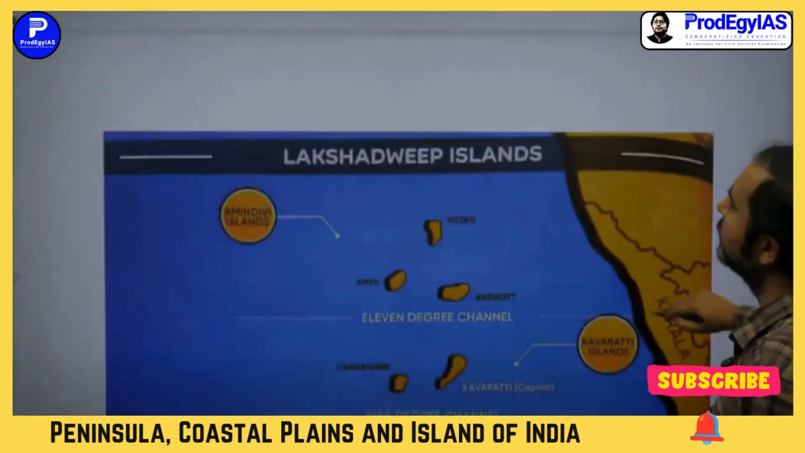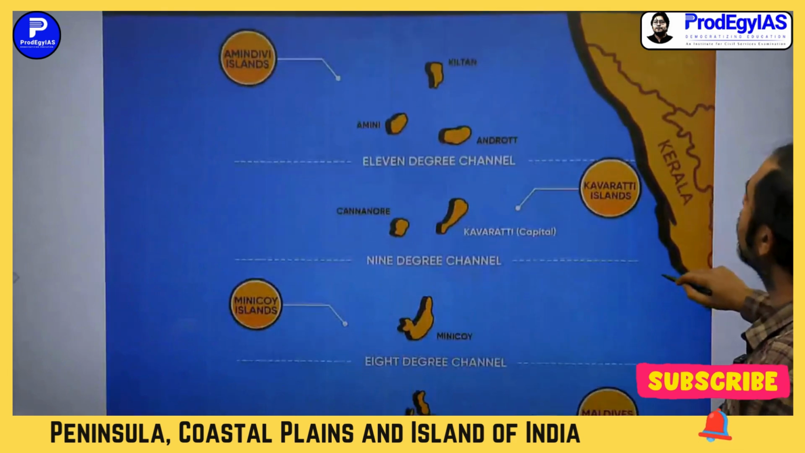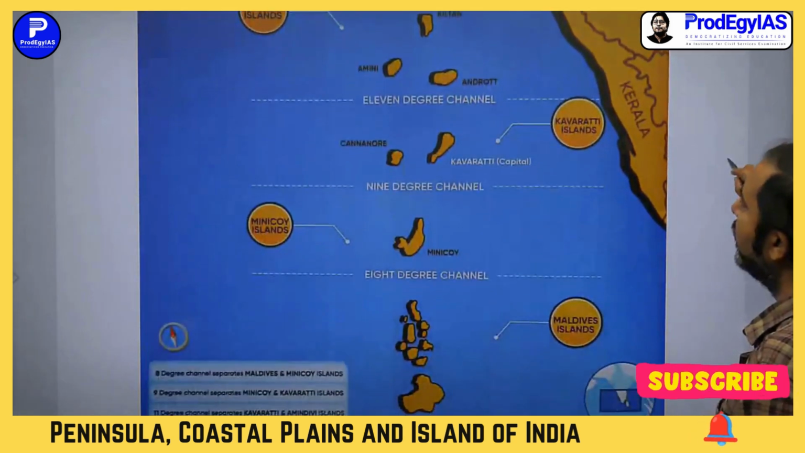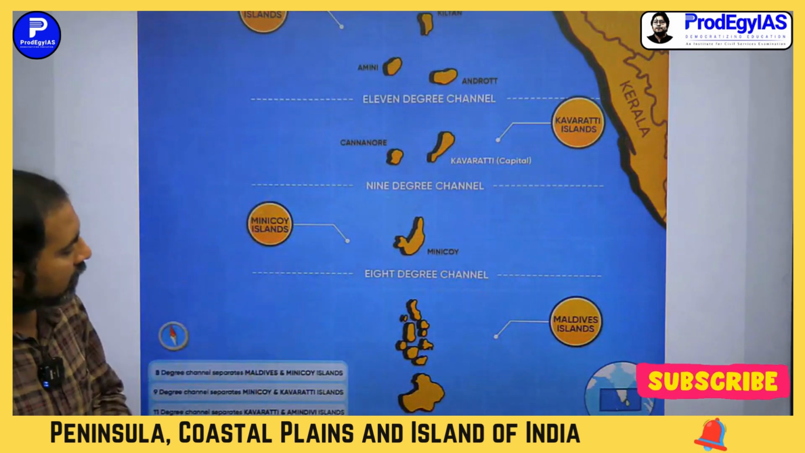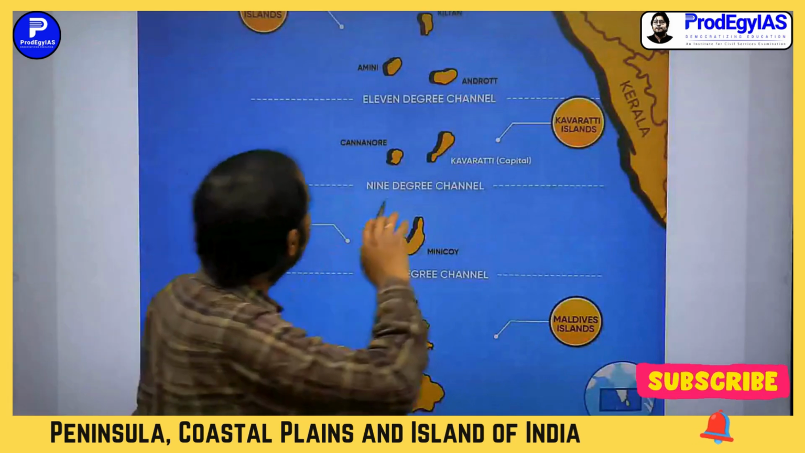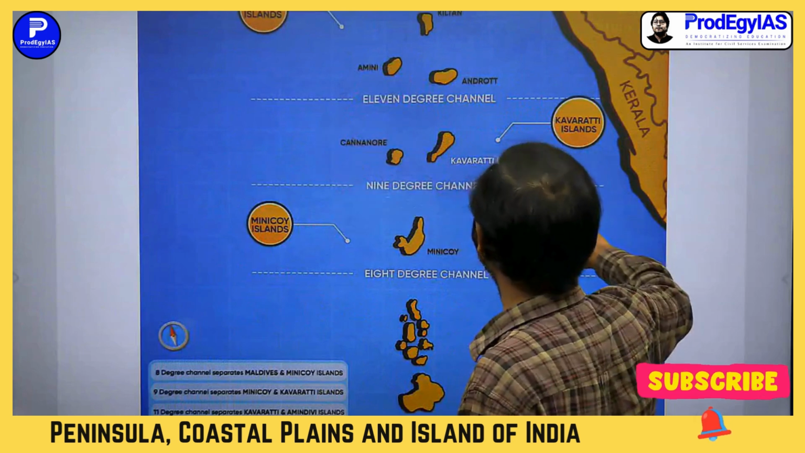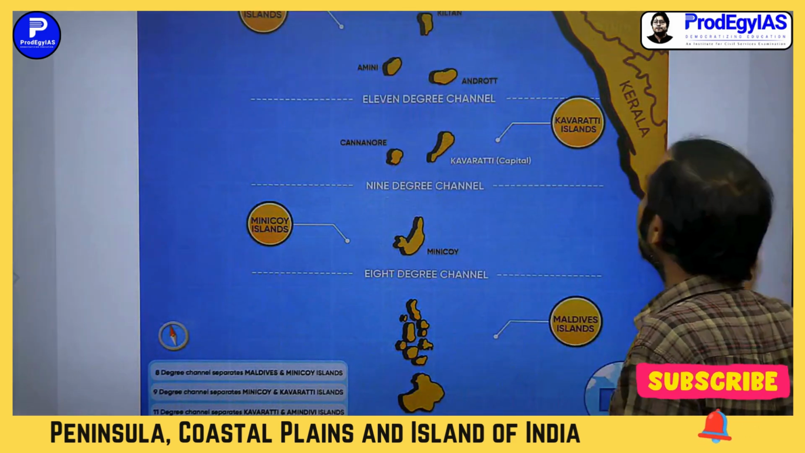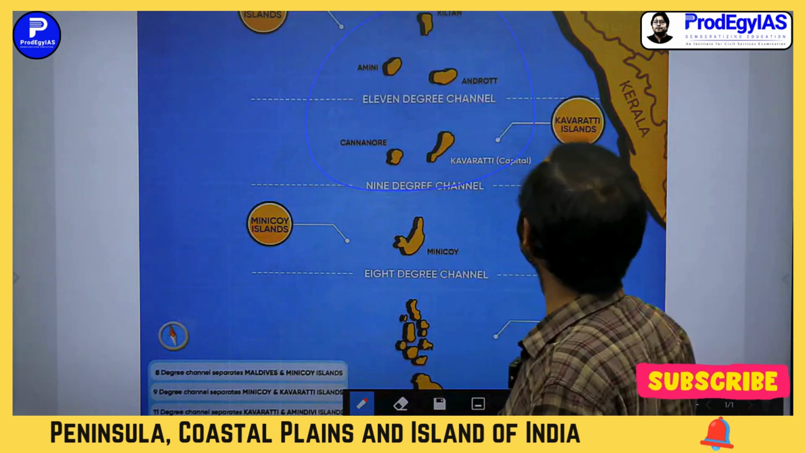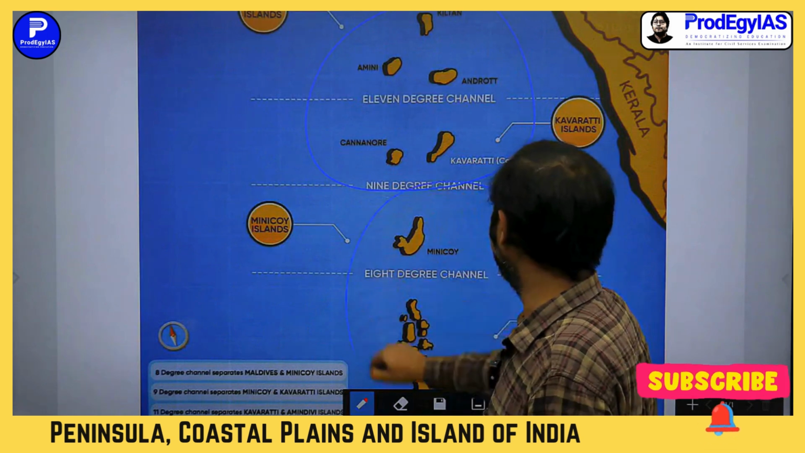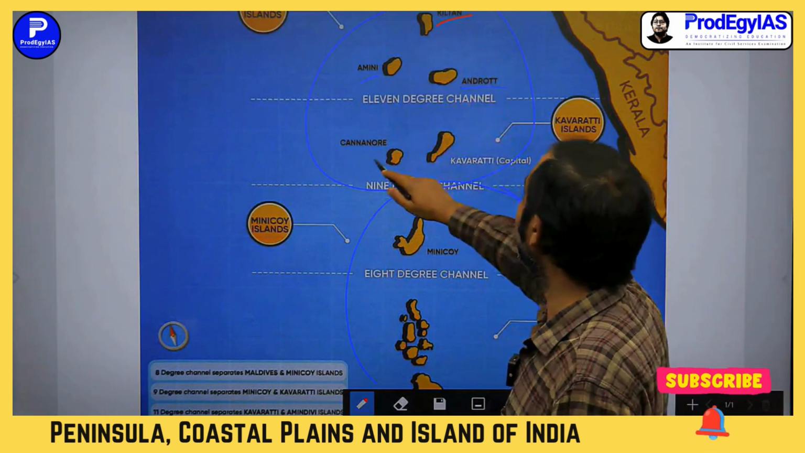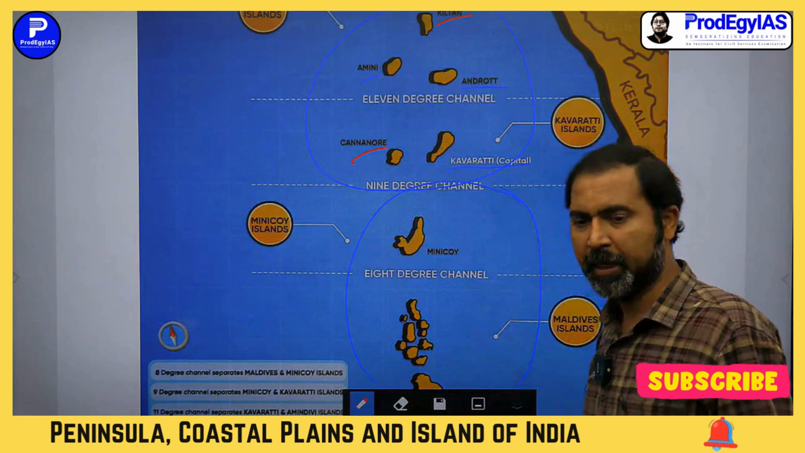Now come to the Lakshadweep group of islands. Lakshadweep, as the name connotes, might have some 1 lakh islands, but now the main islands are there, like this. Two island groups are there: the Amindivi group and the Minicoy group. In the Amindivi group, Kiltan, Amini, Androth, Kadmat, Kavaratti are the main islands.